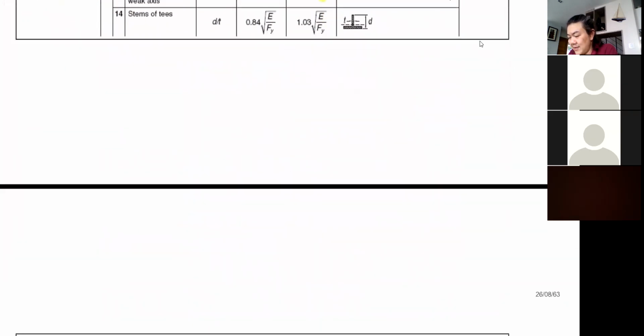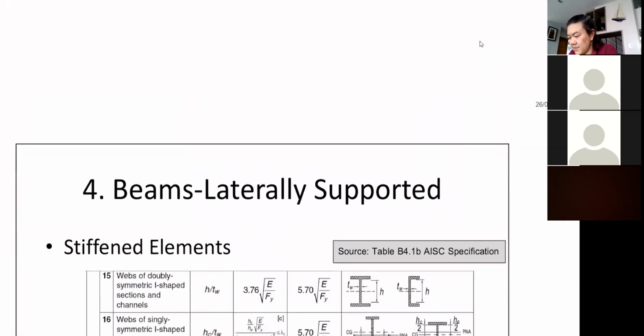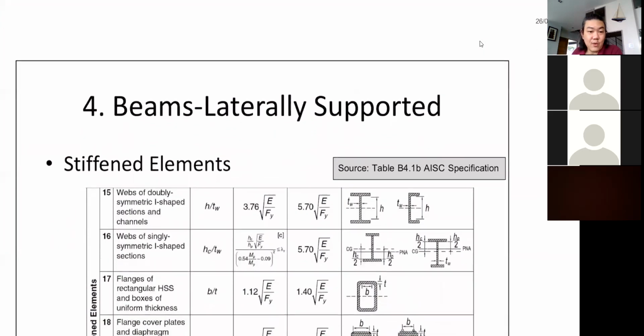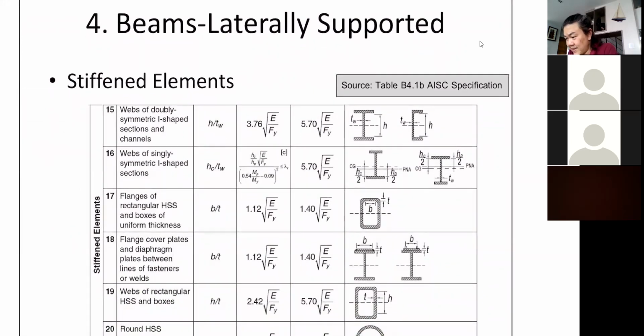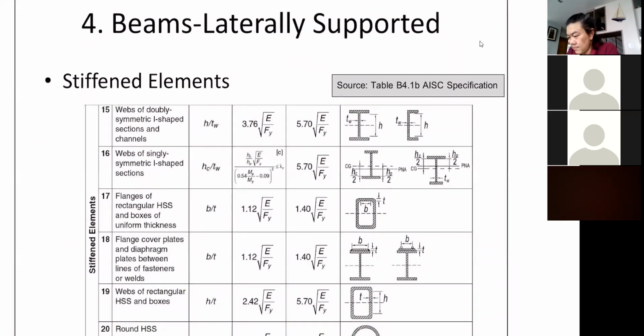Now the next one is the stiffened element, of course. And the most important thing is, of course, the web right here. I don't have the header with me. That's lambda P, that's lambda R. Okay. Stiffened element here, that's lambda P and lambda R. And this should be enough for you now.